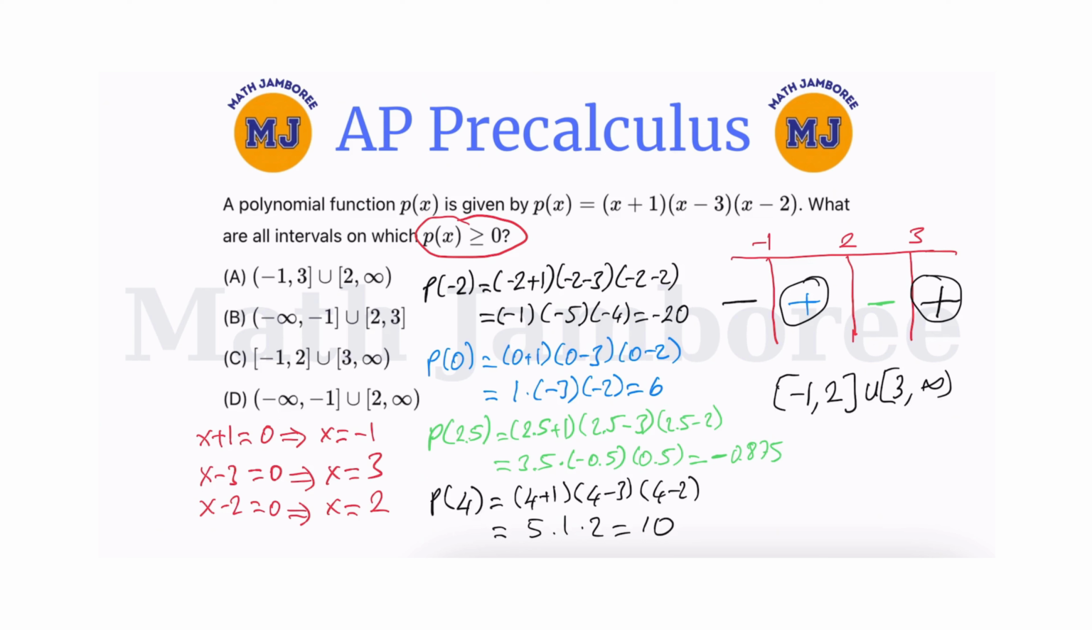And positive infinity. If you look at the choices, choice A is not the answer. Choice B, negative infinity to negative 1, no. Choice C, negative 1 to 2 in union with 3 included to positive infinity. This is what we're looking for. And choice D is not the answer. So choice C is the correct answer for this specific question.